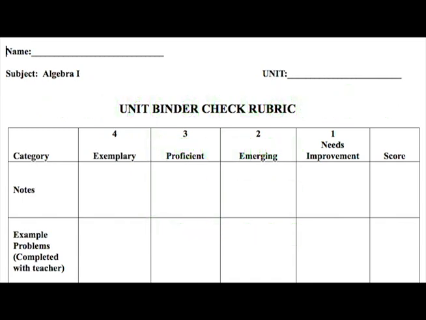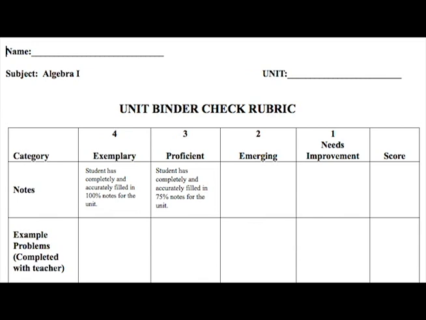Now let's take a look at how that looks on my unit binder rubric. For my exemplary level, where I always need to start, I'm going to say student has completely and accurately filled in 100% of the notes for the unit. From there, I'm going to reduce. So my proficient level, I'm going to say student has completely and accurately filled in 75% of the notes for the unit.